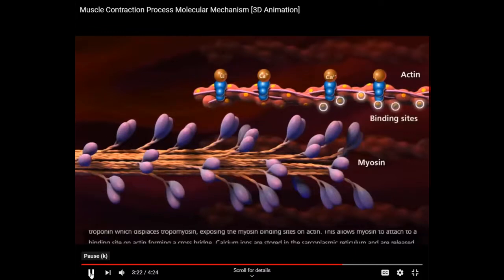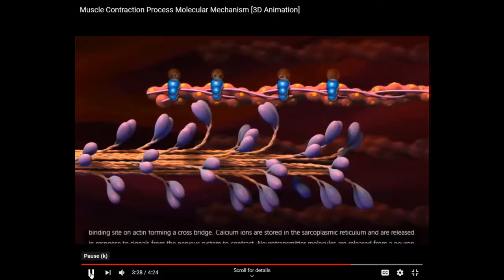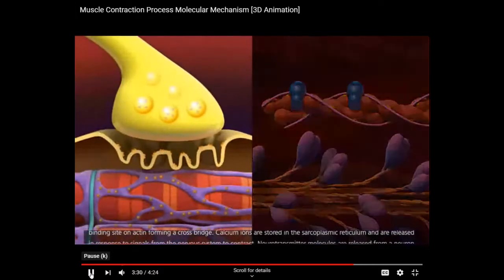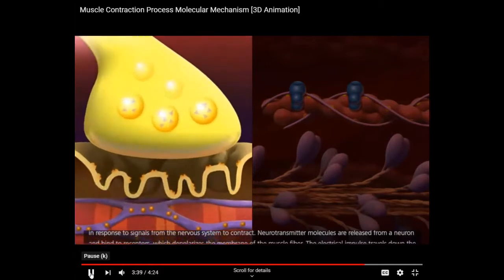Exposing the myosin binding sites on actin allows myosin to attach to a binding site on actin, forming a cross bridge. Calcium ions are stored in the sarcoplasmic reticulum and are released in response to signals from the nervous system to contract.